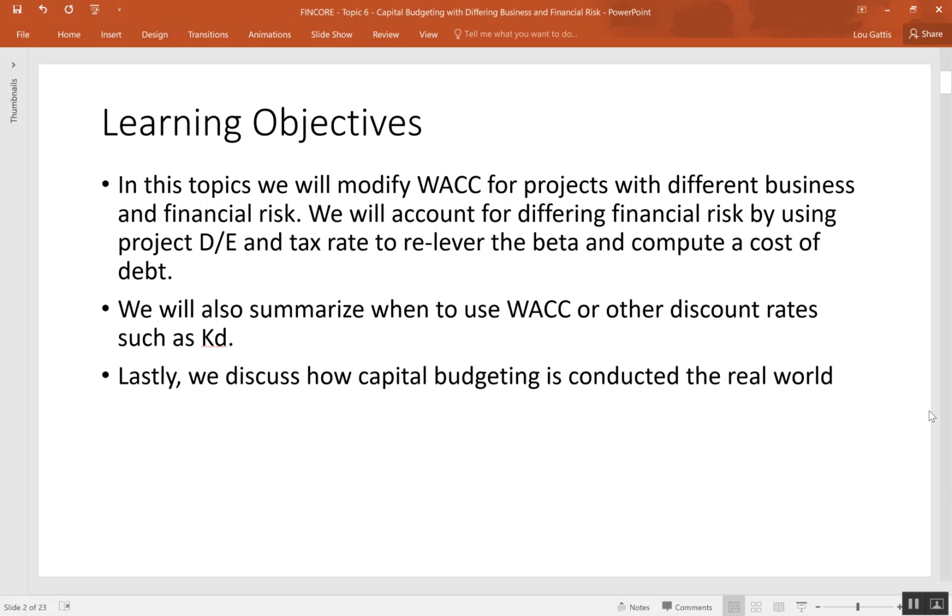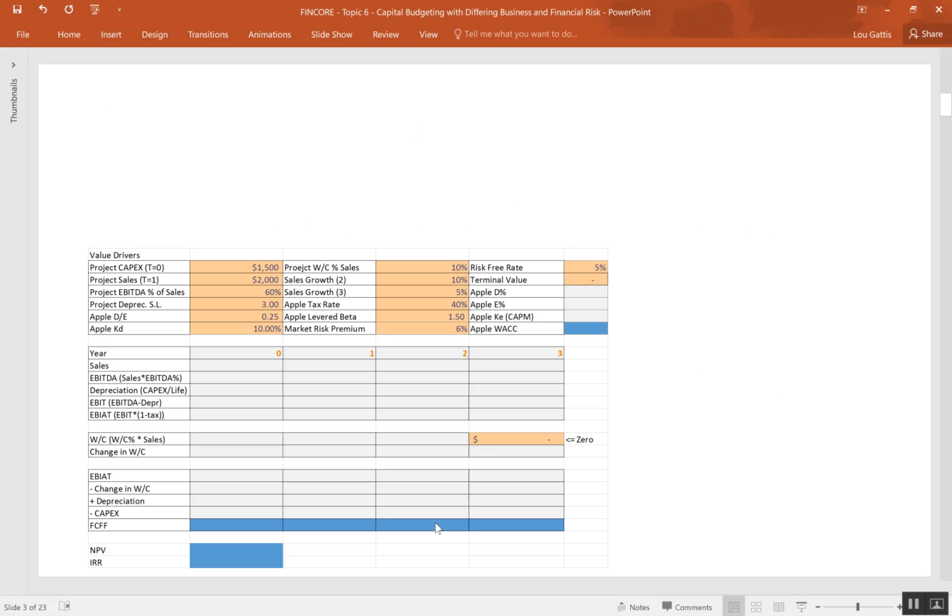In this topic, we're going to show how we can modify WACC for projects with different business risk and financial risk than the existing firm. We're going to account for differing financial risk by using project debt-to-equity ratios and tax rates to relever the beta and compute a new cost of debt. We'll also summarize when to use WACC or other discount rates such as KD. Lastly, we'll discuss how capital budgeting is conducted in the real world.